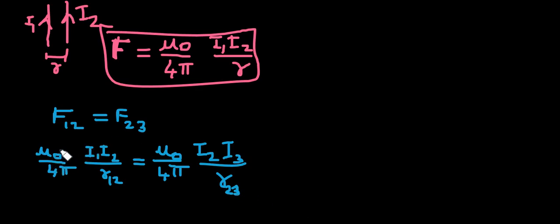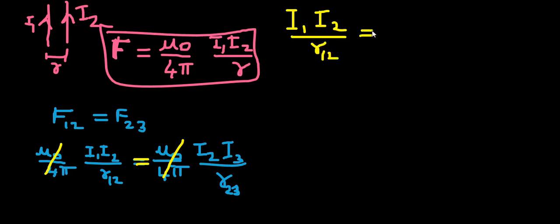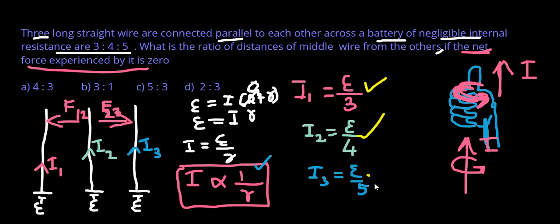Continuing the solving, I will cancel out these common terms since there is an equal to sign. Now I am going to substitute the I1, I2 and I3 values in this formula. What remains is I1 I2 by R12 is equal to I2 I3 by R23. We found these three values on the previous page, so we are going to substitute them.